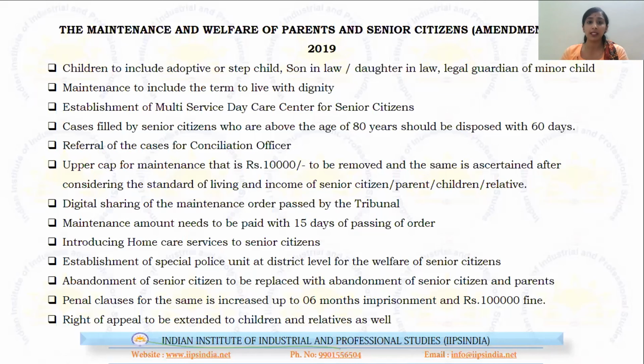Coming to the next point, cases filed by senior citizens who are above the age of 80 years should be disposed of within 60 days.